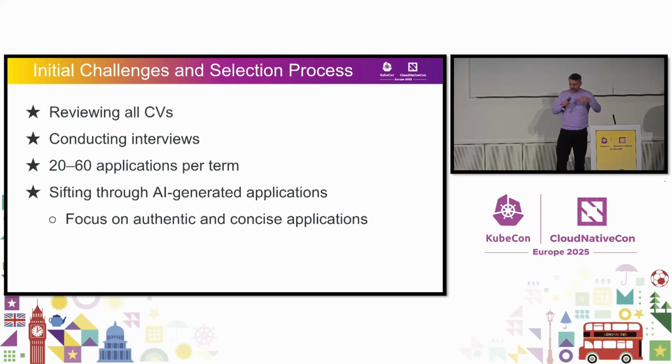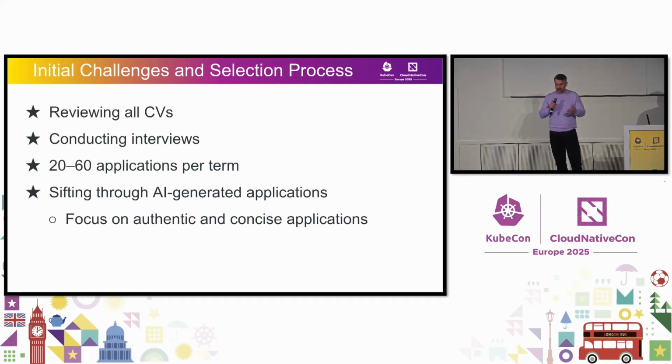When we started 2.5 years ago, you get like 20 to 60 applications per term, and you need to review them. There are a lot of CVs to review, interviews to conduct, and you need to sift through all the AI applications that you get nowadays. If you are attempting to write an application solely with AI, don't do it. Everyone sees it, everyone knows it, and you will get directly discarded. So don't do it. Even if you don't have much to say, don't say much. But even given that, we can sift out a lot of applications. There's a lot of work to do.